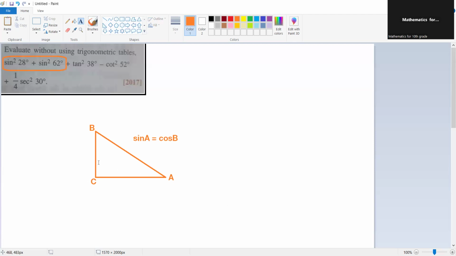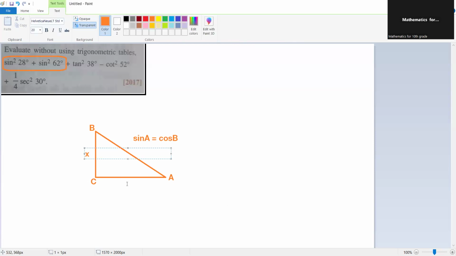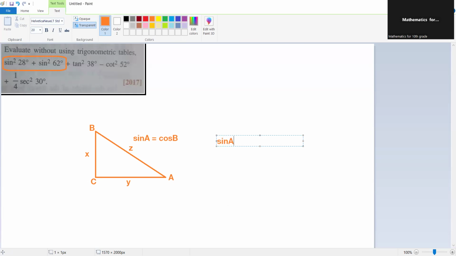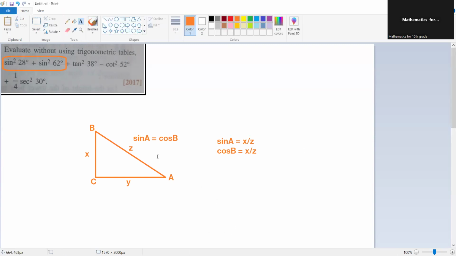How do we understand that? Let's say this is X, this is Y, and the hypotenuse is Z. So sine of A is opposite side by hypotenuse, which is X by Z. And cos of B is adjacent side by hypotenuse, which is again X by Z. So sine of A is equal to cos of B.